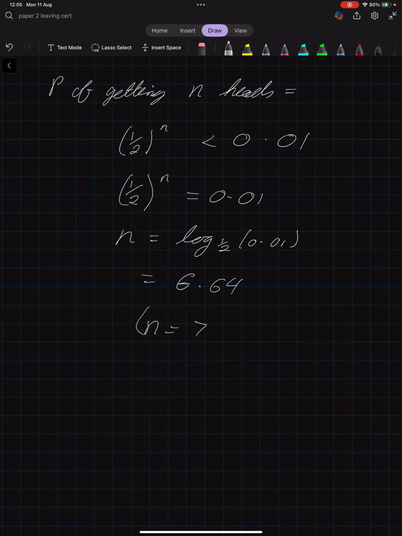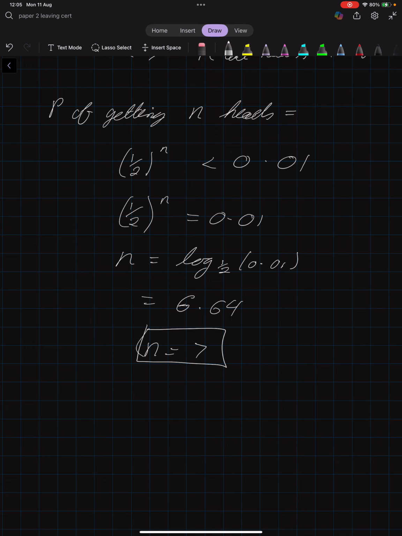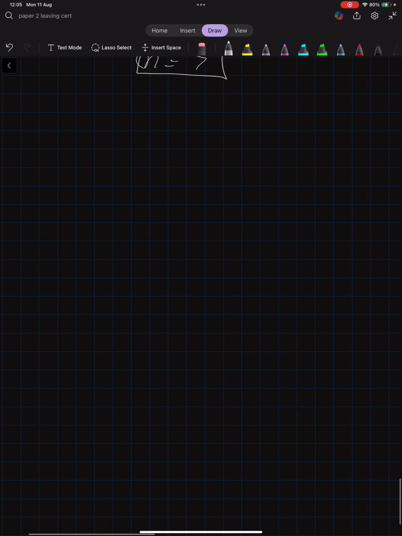Because you know that if you plug in 6, you're going to get a little bit higher than 0.01. And if you plug in 7, you get a little bit less. So n equals 7 is the first number that would be just less than 0.01. And therefore, you need to do it 7 times before you can guarantee that you're more than 99% chance that you'll at least get one tail. Okay? All right.